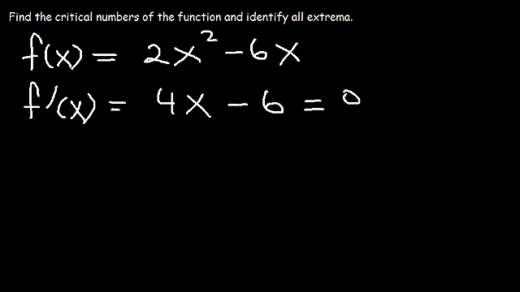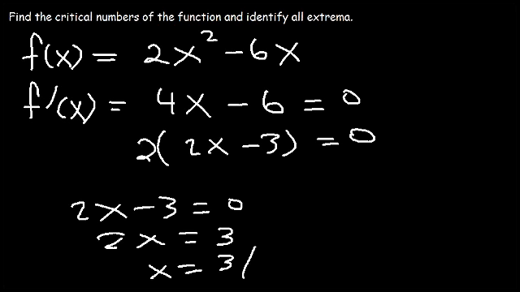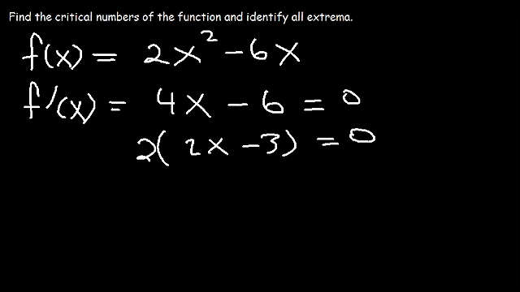So if we set it equal to 0, let's take out a 2. So it's going to be 2 times 2x minus 3. And if we set 2x minus 3 equal to 0, we can see that 2x is equal to 3 and x is equal to 3 over 2, which is 1.5. So that's the critical number, c equals 3 over 2.